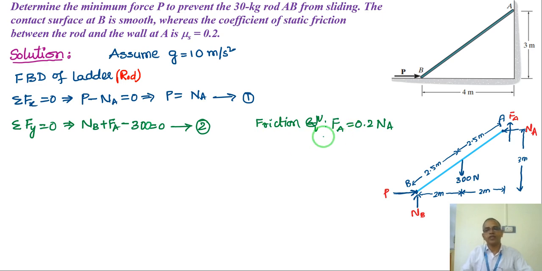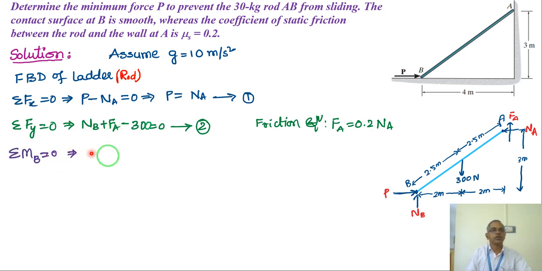Now next one, we have a friction equation, which is FA, the friction force, equal to mu times N. So at this point friction is there. So the static friction coefficient times the normal reaction. Here friction is given as 0.2. At point B there would be friction, but since the surface is mentioned as smooth at B, the friction is 0. Okay. Now simply substitute FA as 0.2 NA here.